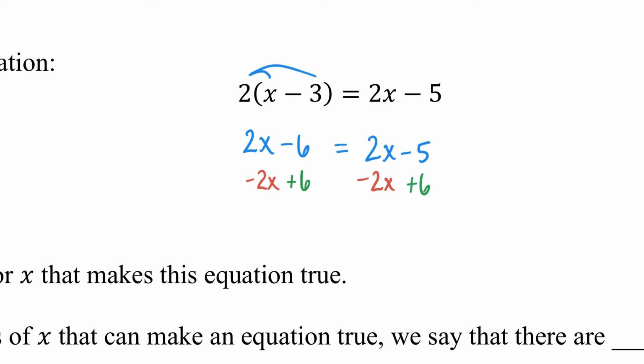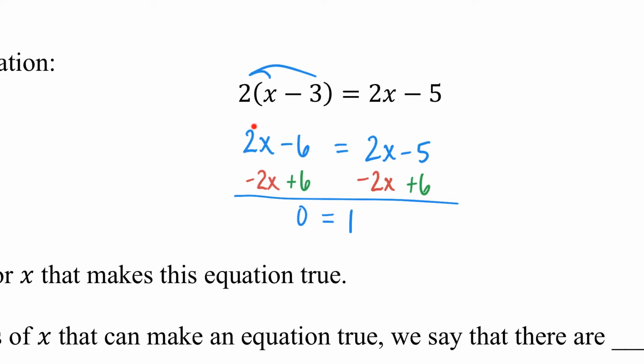And let's see what we get here. So on this side we're going to get 0, and on this side we're going to get negative 5 plus 6, which would be 1 actually. So okay, now we need to figure out a number for x that we could plug in that would make 0 equal 1. Well, 0 is never going to equal 1, so we can't. You can try as hard as you want to find a number for x that makes this true, but there are no numbers for x that will make this true.